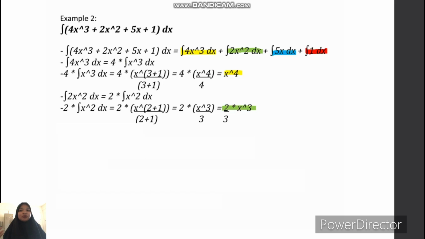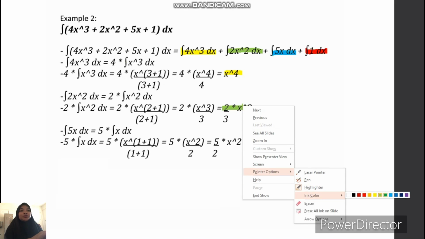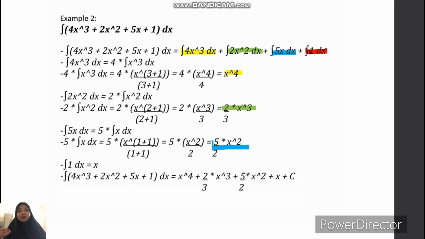Okay, so let's go to the third term. We make it into x dx, so we will get 5 times x dx, and the n for this one is 1. After applying the power rule, the answer is 5 over 2 times x power of 2. So that is the answer for the third term. And for the last term, which is 1 dx, we make it into x dx, so it equals x, and we can just continue because the n for 1 dx is 0.